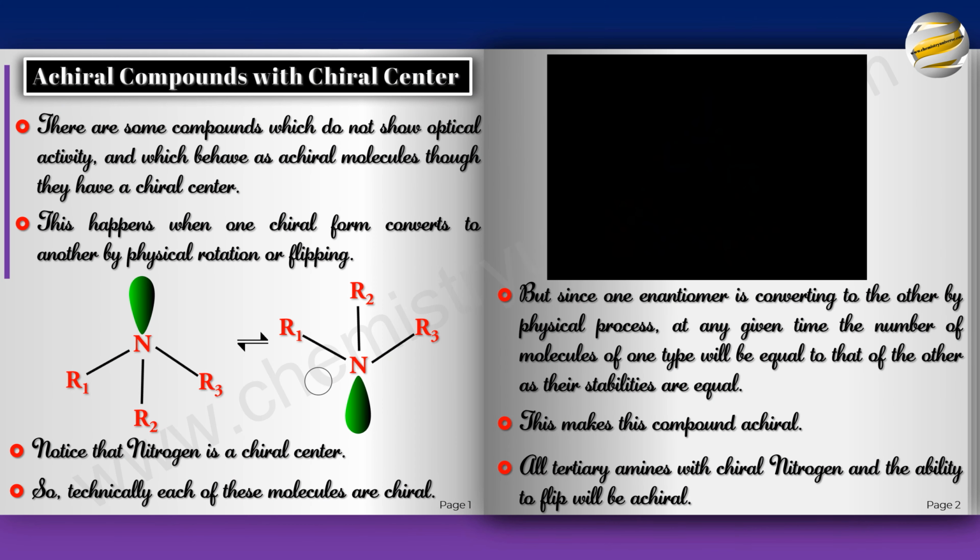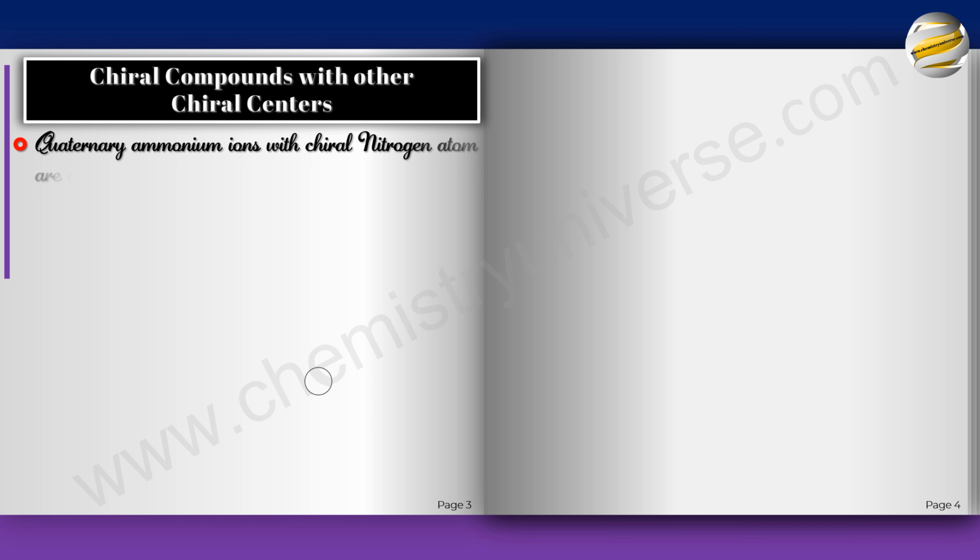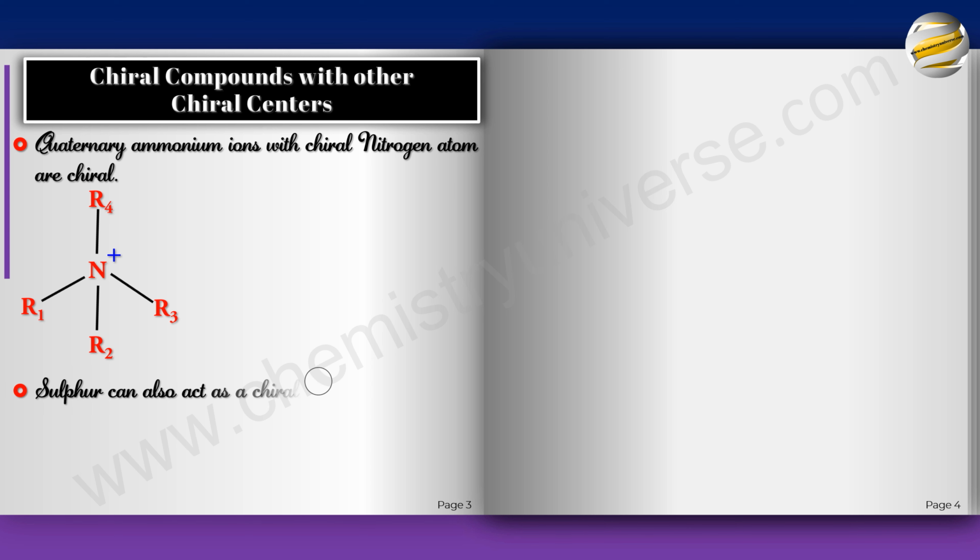So let's move ahead. Now let's look at chiral compounds with other types of chiral centers. Now quaternary ammonium ions with a chiral nitrogen atom are chiral. For example, look at this one. It's a quaternary ammonium. Now there is no lone pair, no question of flipping. And it is absolutely chiral. This is just like a tetrahedral carbon. Here it is nitrogen with a positive charge. And this is chiral. Now sulfur can also act as a chiral atom.